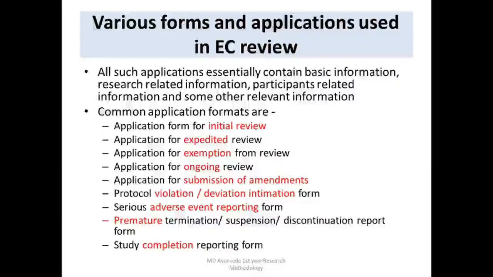It could be for the primary review or the initial review, or it could be for the expedited review. It could be for the exemption from the review. I mean, if you feel that your proposed research does not involve any human or animal ethics related issue, in that case, you can request or apply for an exemption from review, but that decision again has to be taken from the ethics committee itself.